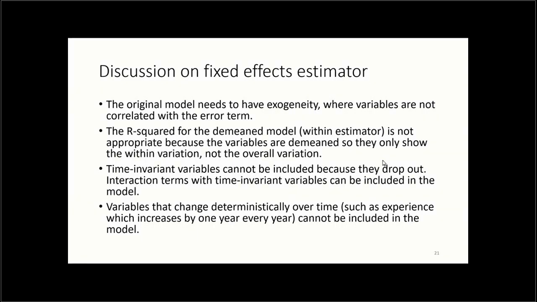Another point that we talked about is that time invariant variables cannot be included because they get differenced out. But if we have interaction terms with time invariant variables, those could be included in the model. Another point is that variables that change deterministically over time, such as experience that increases by 1 year every year, cannot be included in the model because they would result in imperfect collinearity. So we would not be able to include such variables in the model.